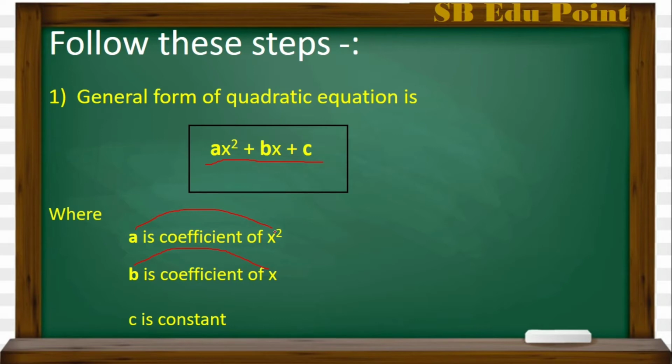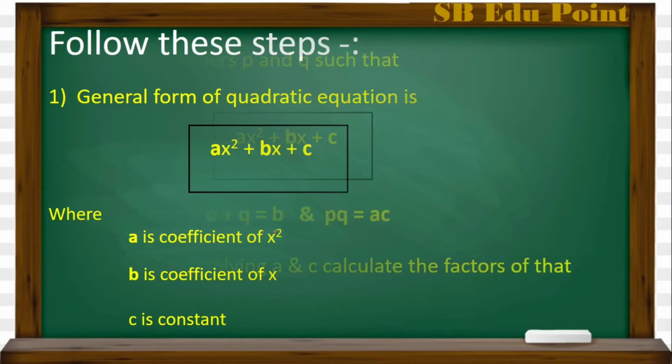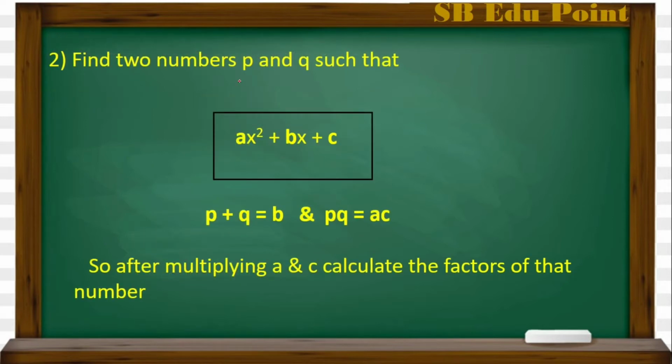Given a, b and c, what you need to do is find two numbers p and q such that the sum of the two numbers is equal to b, which is the coefficient of x, and the product of these two numbers is equal to a into c. Why are we finding these two numbers? Because to factorize we are splitting the middle term into two numbers, that is p and q.